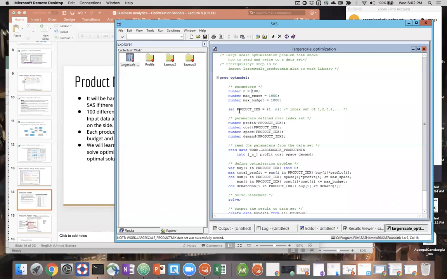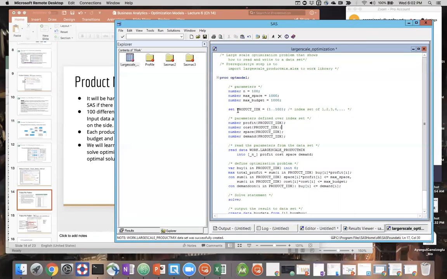So these are numbers. Maximum space is a number, maximum budget is a number, right? And then the number of products, we are inputting it. And then the product set is defined as an index set. So when I do 1..n, what it's going to do is 1, 2, 3, 4, 5 until n, and here n is 100. An alternative is I can do it like this, 1 to 100, and we can keep it like that.